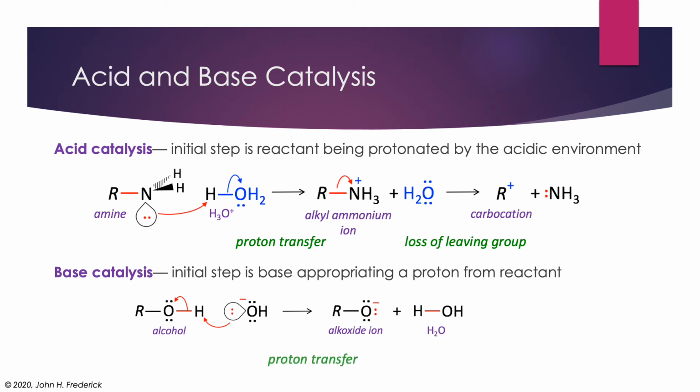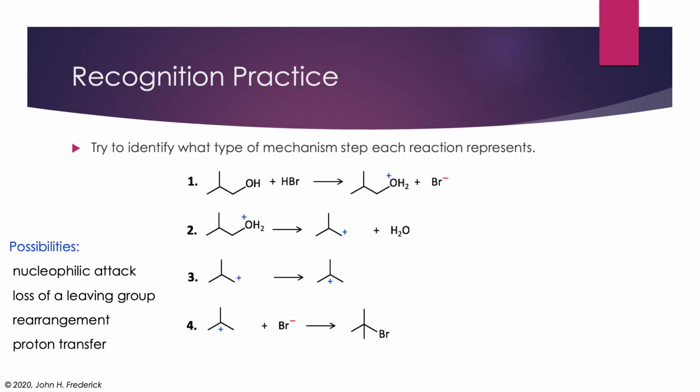All right, so this is another example of a proton transfer step that's taking place as part of a base catalysis. That alkoxide ion now could undergo subsequent chemistry that will convert it into something else. But the point of the base catalysis was to initiate that so that we form the alkoxide ion in the first place.